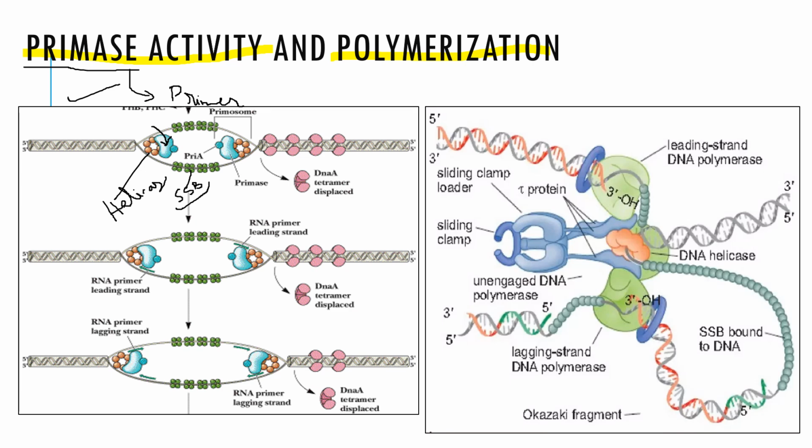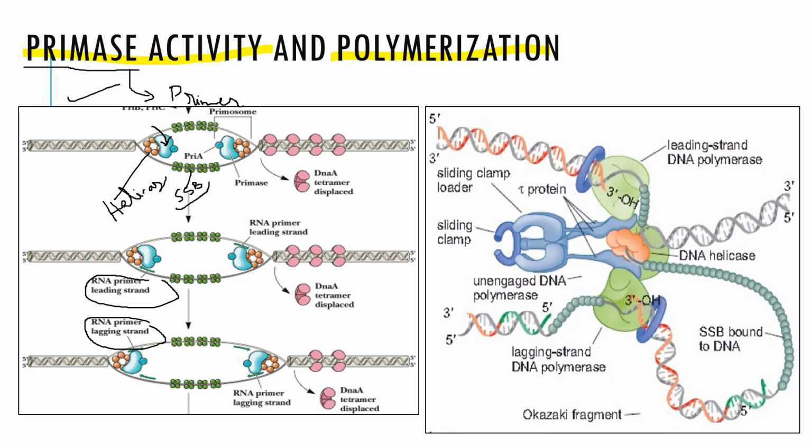As you can see here, the blue color is the primase. So this primase is responsible for the primer. Here you can see the RNA primer on the leading strand and the RNA primer on the lagging strand. There are two helicases, one on the leading strand and one on the lagging strand. In the same way, one primase will work on the leading strand, and one primase will work on the lagging strand.